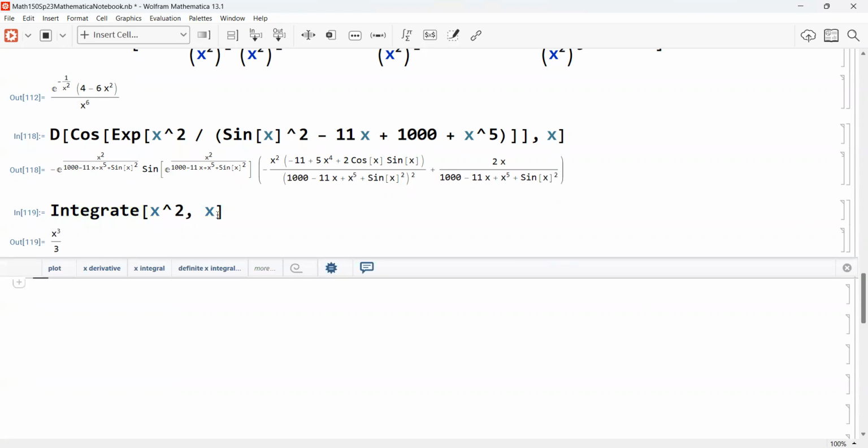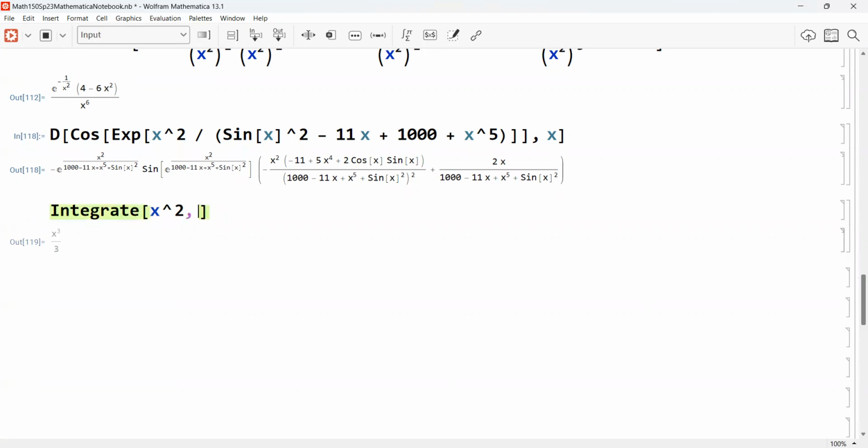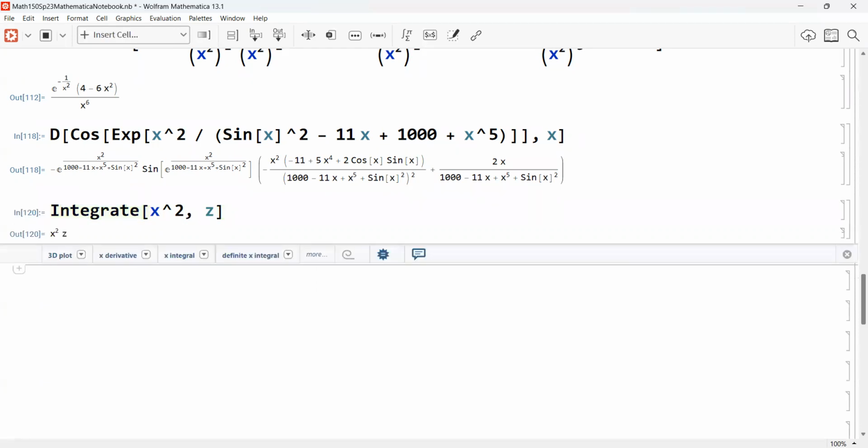Can somebody give me another letter of the alphabet? Z, good choice. Let's skip over y. And if I integrate with respect to z, it gives me x squared z. X squared is a constant with respect to z. So when I integrate with respect to z, it's just viewing x squared as a constant.